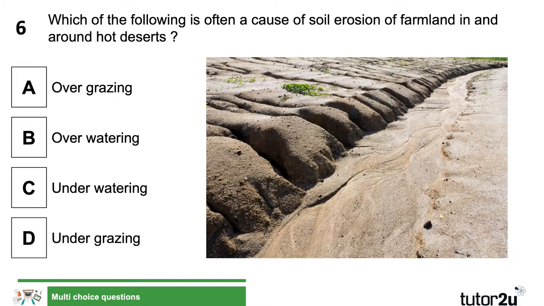Which of the following is often a cause for soil erosion on farmland in and around hot deserts? Is it A, overgrazing, B, overwatering, C, underwatering, or D, undergrazing? Make your selection for question six. And the correct answer, number six, is overgrazing. So when animals exceed the capacity of the land to produce vegetation, and trampling and so on, they really can destroy the vegetation, and then there's nothing to hold the soil together and soil erosion occurs. Let's have a look at number seven.